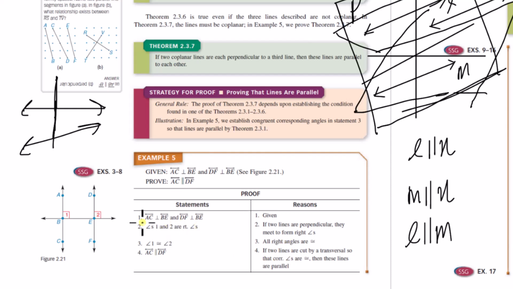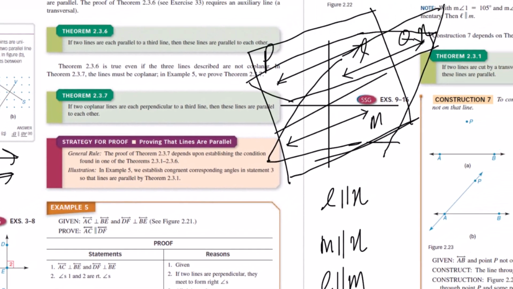So, okay, you've got those two lines perpendicular, then that means that angles 1 and 2 are right angles. That's what perpendicular is, that's a result of being perpendicular. So angles 1 and 2 are congruent. And since those are corresponding angles, the two lines AC and DF must be parallel. There you go.